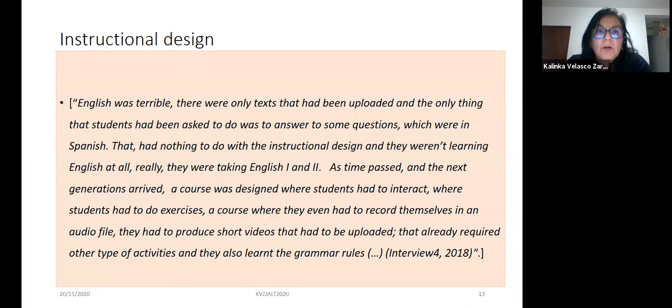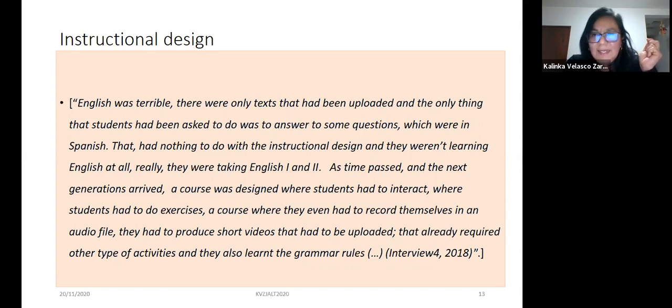An example of an English course where the notion of instructional design is missing was provided in one more interview. This teacher was talking about an online English course. She said: it was terrible. There were only texts that had been uploaded, and the only thing that the students had been asked to do was to answer some questions which were in Spanish. That had nothing to do with instructional design, and they weren't learning English at all, really. They were taking English 1 and 2.